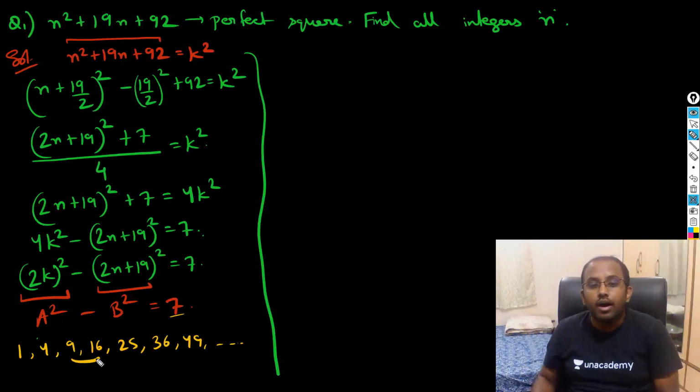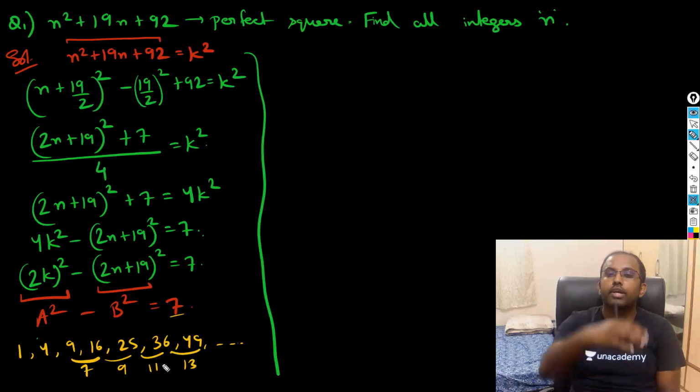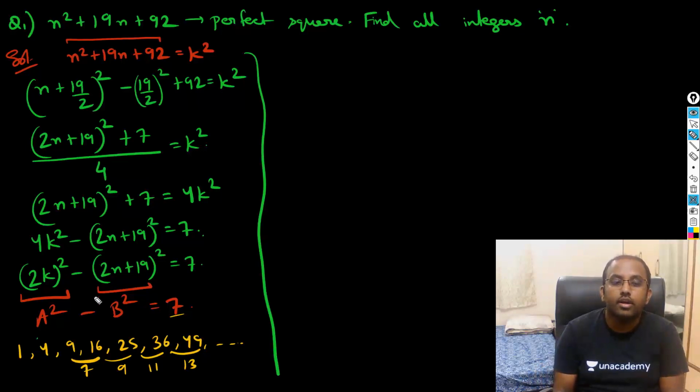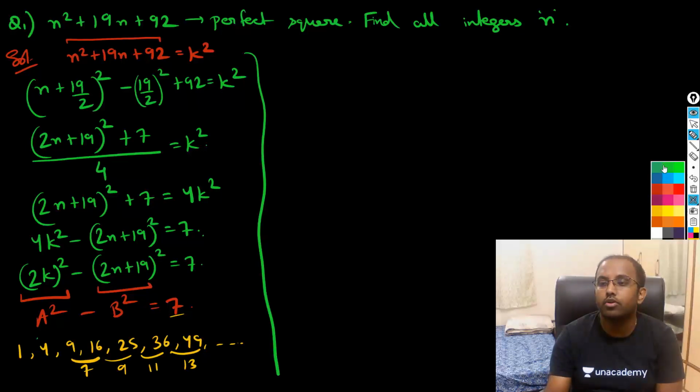Why? Because otherwise the difference will keep on increasing. The difference is now 7, then it becomes 9, then 11, 13. So there's no point taking further values. So 9 and 16, that difference is 7 here.